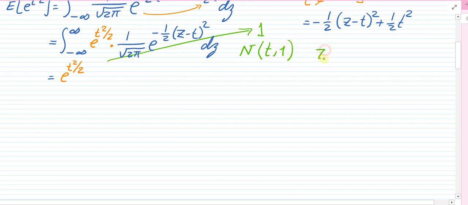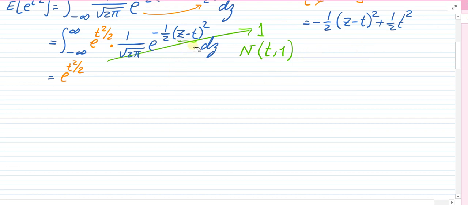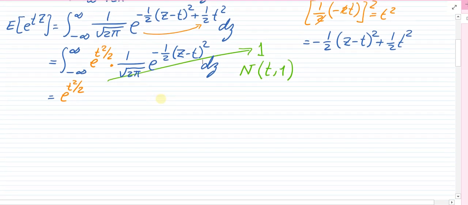Okay, and I'm thinking (z minus mu) over sigma squared. Remember that part of the exponent for the general normal distribution. So instead of mu now, we have t, and of course sigma is 1, right? Now let me tidy up all of this, and we'll continue on. Okay, so indeed what we've done is we derived the moment generating function for a standard normal distribution.